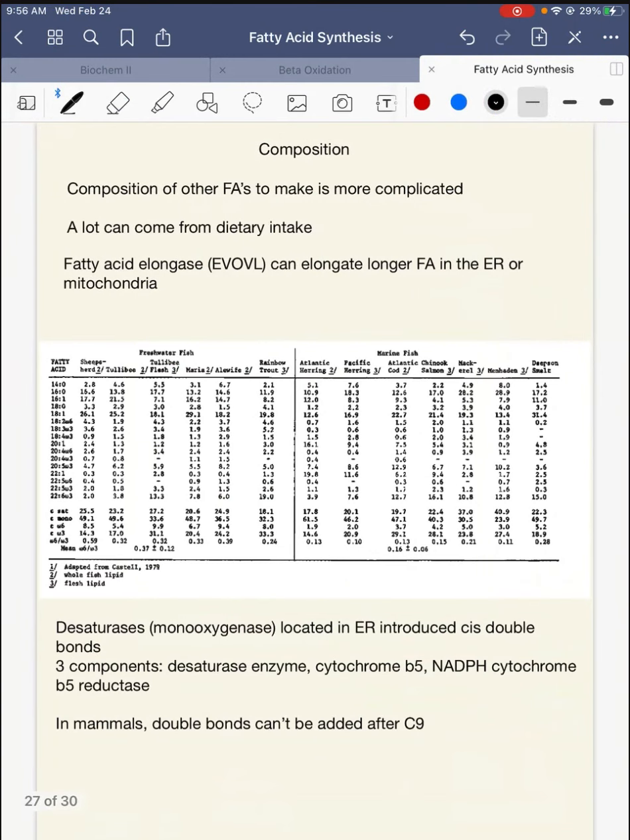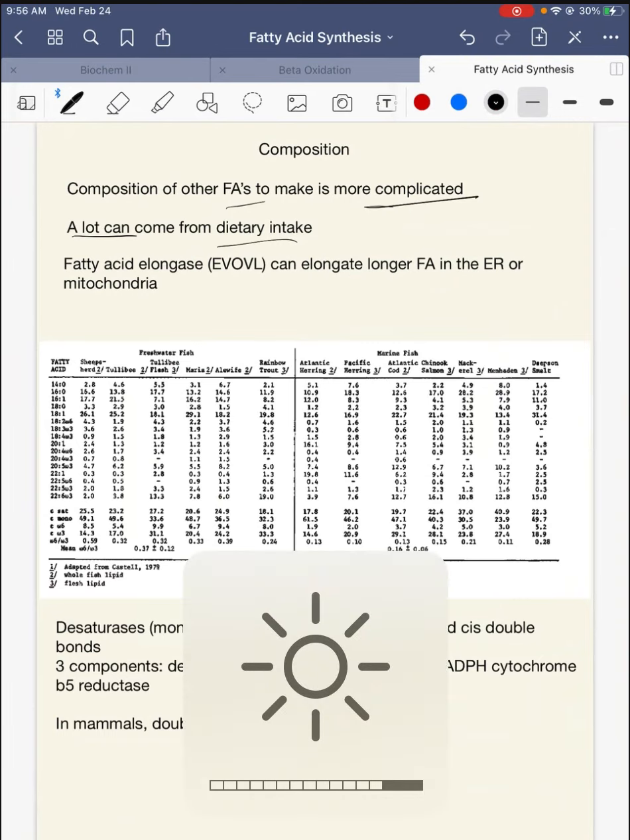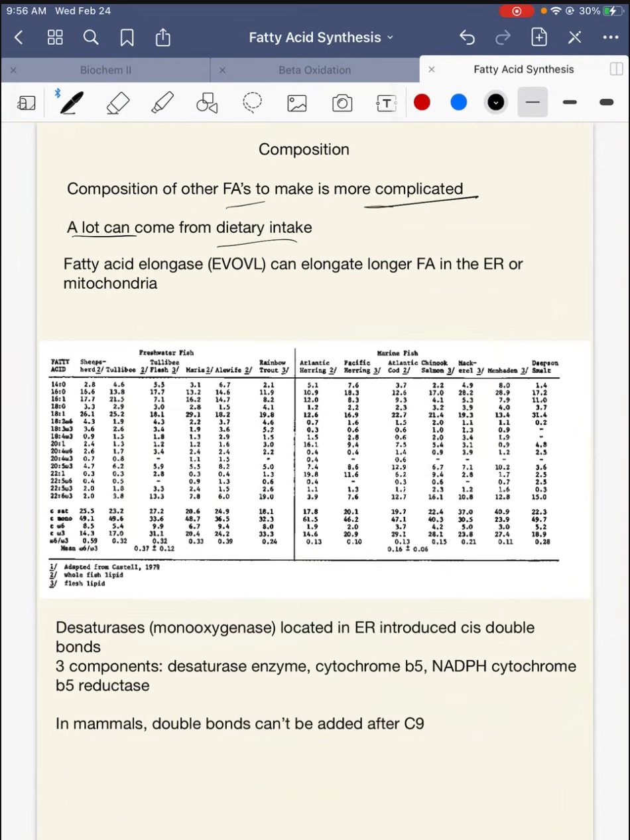Okay, so after we get the free palmitate, we can do different things. We can modify it, but generally it's more complicated. I don't think you're expected to know them, but I'll briefly mention them. So a lot of the stuff like the trans and cis double bonds usually come from dietary intake.